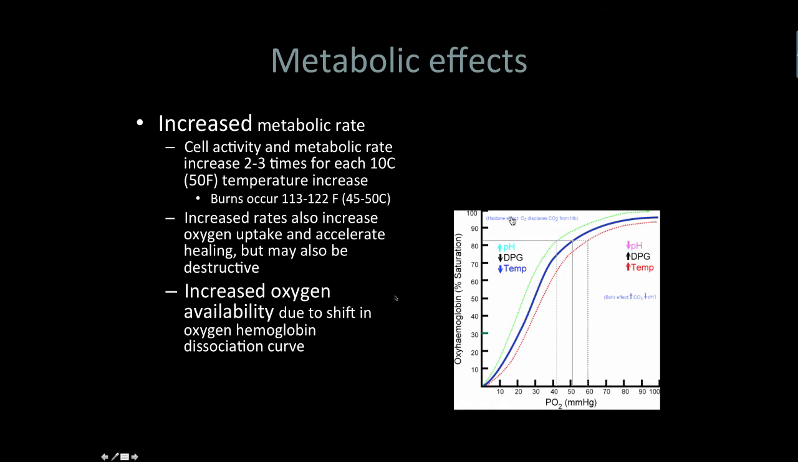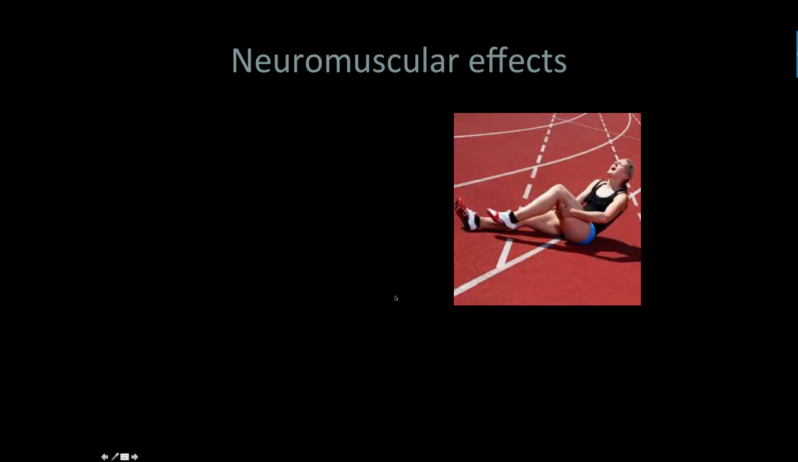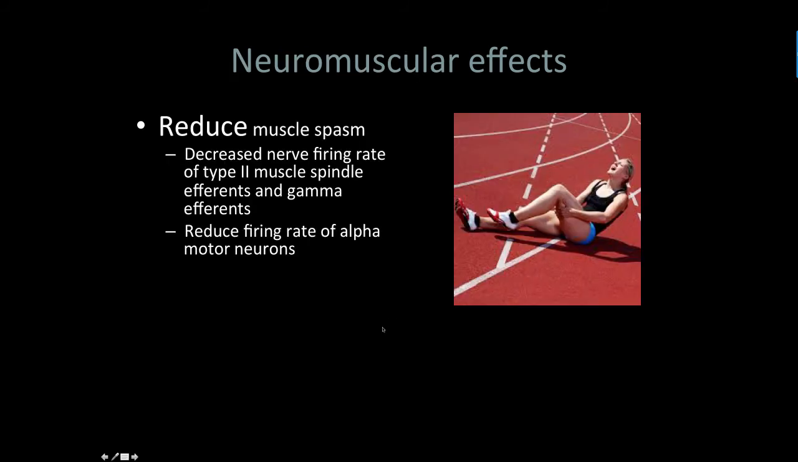Okay, so those are some of the metabolic effects that we're going to get. Neuromuscularly, we can reduce muscle spasm, and this is probably due to changing what's happening with our firing rates in the muscle spindles, and reduce firing of our alpha motor neurons. Okay, so we're slowing those things down, possibly affecting the amount of muscle spasm. We're also able to increase pain thresholds. Another way to say that is to decrease the pain levels someone is feeling.